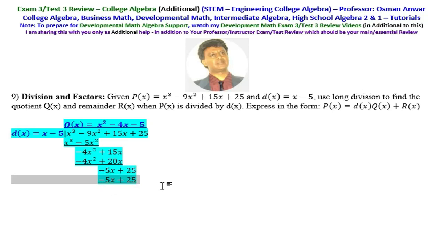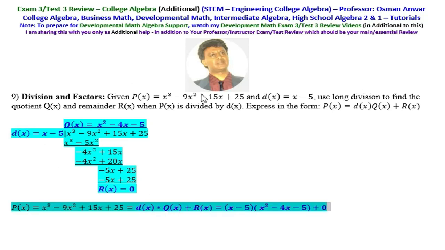Minus 5x minus minus 5x is 0. 25 minus 25 is 0. That means r of x, there is no remainder. R of x is equal to 0.